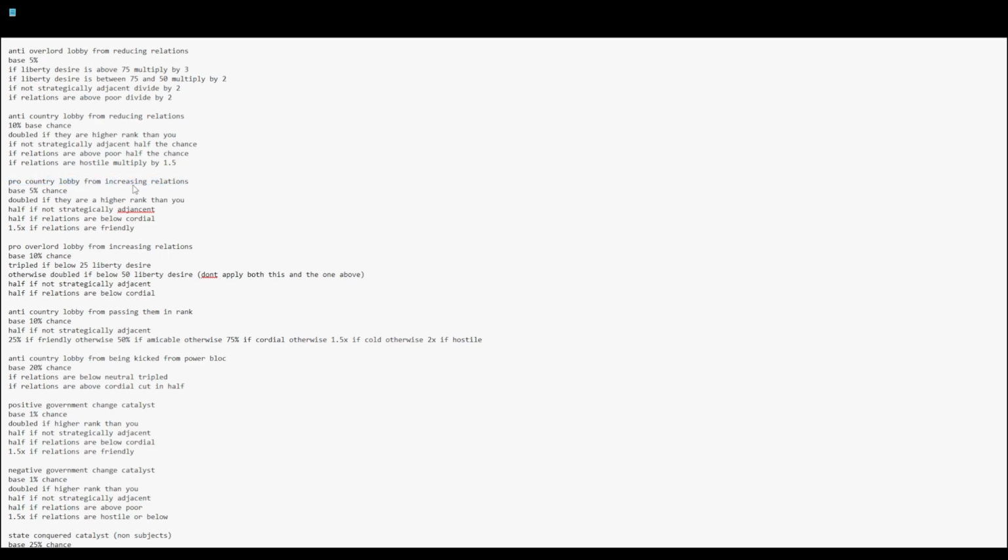Pro-country lobby from increasing relations. This one has a base of 5% chance. Doubled if they're a higher rank than you. Half if not strategically adjacent. Half if relations are below cordial. 1.5 times if relations are friendly.